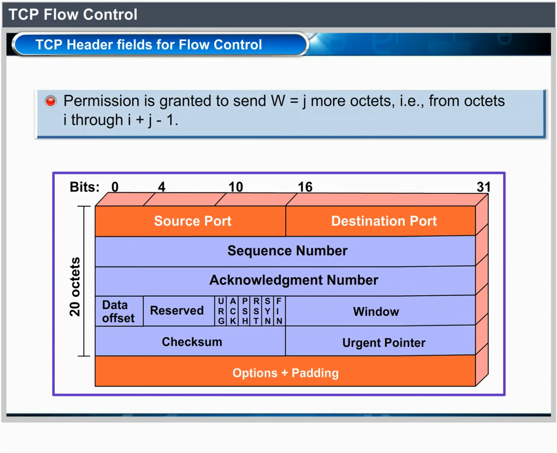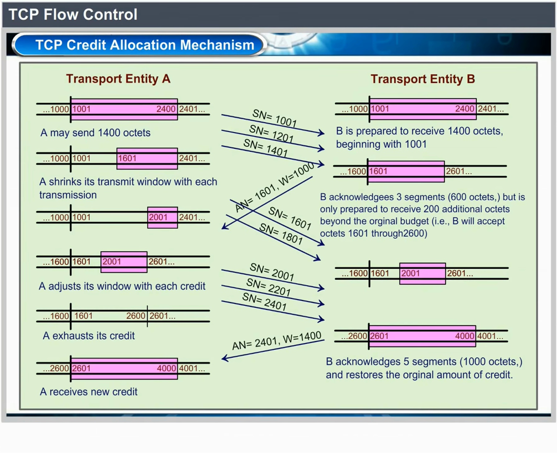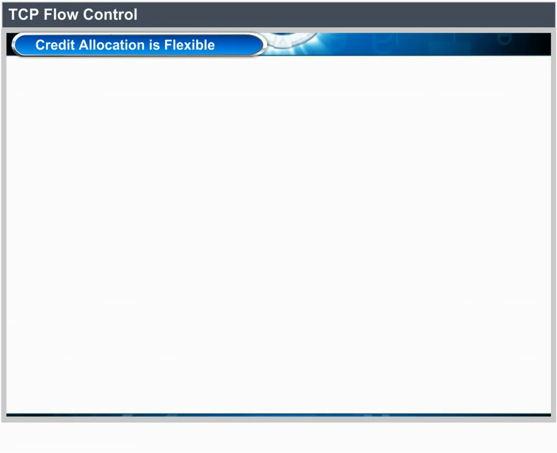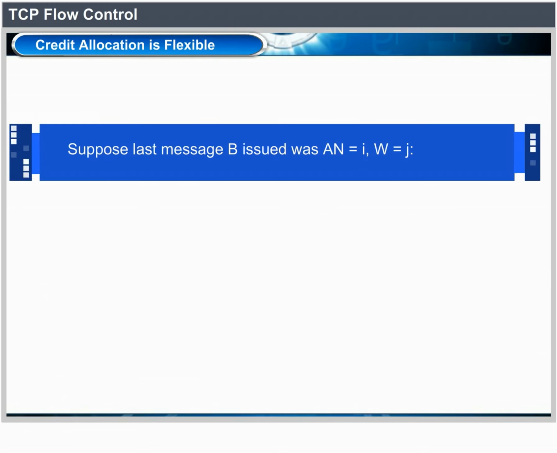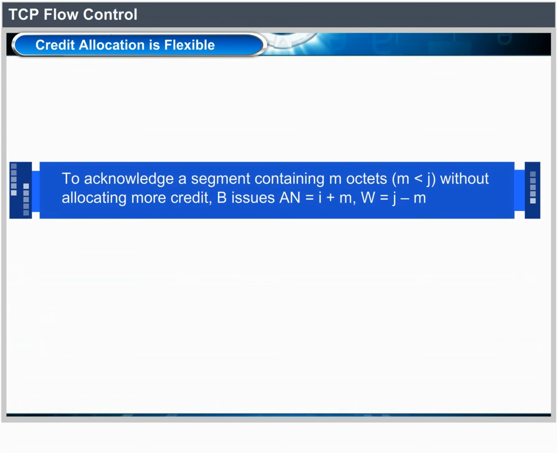TCP credit allocation mechanism. As shown in the figure, credit allocation is flexible. Suppose the last message we issued was AN = I, W = J. To increase credit to K greater than J when no new data arrives, B issues AN = I, W = K. To acknowledge a segment containing M octets, M less than J, without allocating more credit, B issues AN = I plus M, W = J minus M.